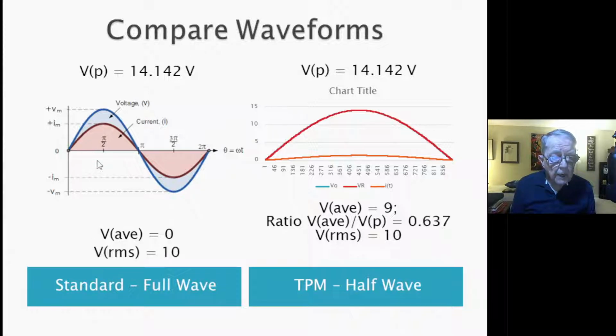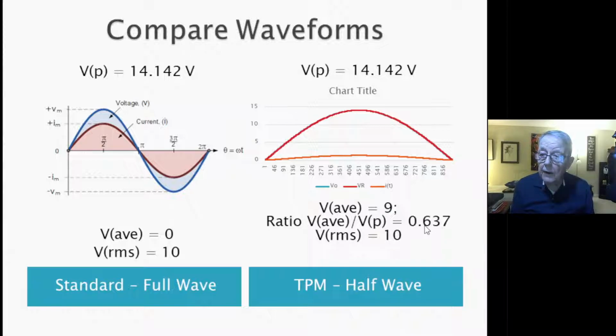Volts RMS, yeah, it turns out that you can do a full wave and square all the voltages, add them together, divide by the samples and take the root, and you get 10 volts. In this case, I was only doing a half wave. The peak is 14.142. The average is only 9, but the ratio of the average, volt average 9, over volt peak is that simple 0.637.